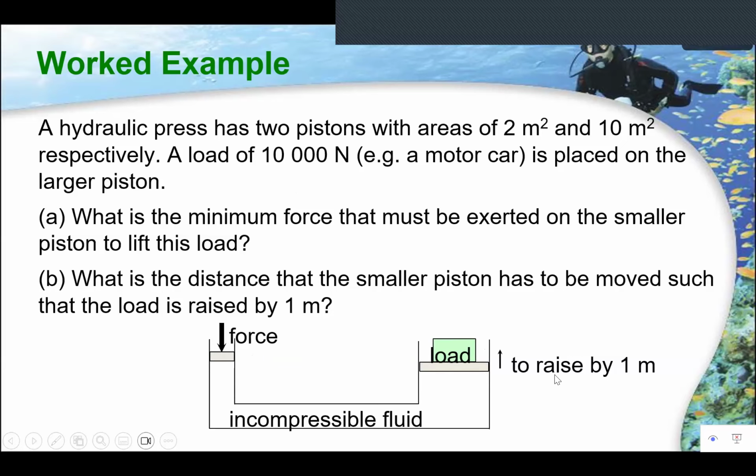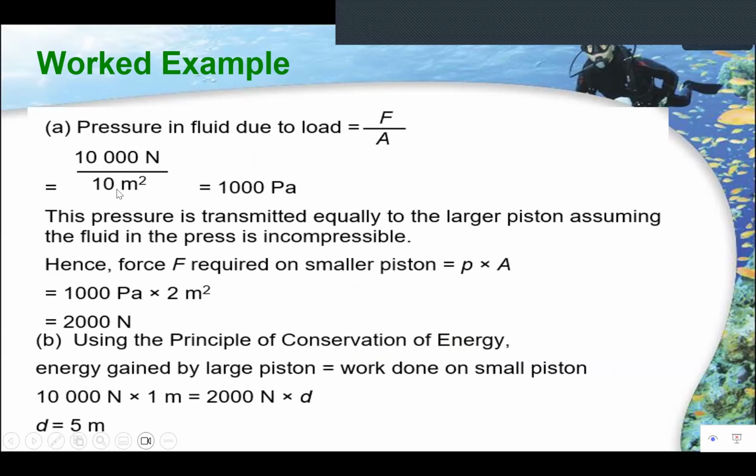Okay, so I have information over here because I have F2. F2 is 10,000 over the bigger area, 10. So that will be the pressure, 10,000 over 10. I get 1,000 Pascal. So this 1,000 Pascal will be transmitted equally and it will also be the pressure acting on the smaller piston. So I want to find the force on the smaller piston. Force equals pressure times area. It will be 1,000 times 2 because the area of the smaller piston is 2. I'll get 2,000 Newton. So with 2,000 Newton, I can actually lift up a car of 10,000 Newton.